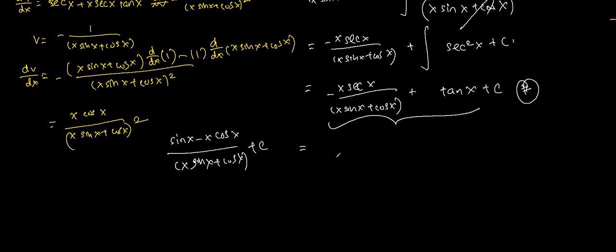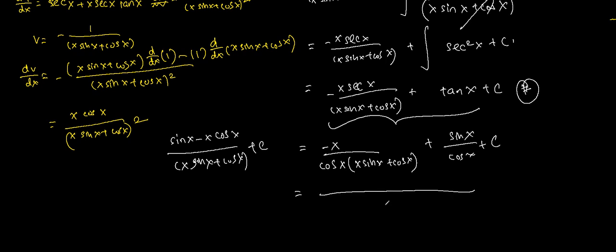All right, so in this one, we convert the secant x as 1 over cosine x, so it becomes minus x over cosine x, x sine x plus cosine x, plus the tangent x as sine x over cosine x, plus c. So this is equivalent to, the next step we do is to combine two fractions into one. So the first term will be just negative x, but the second term in the numerator part will be sine x times x sine x plus cosine x.